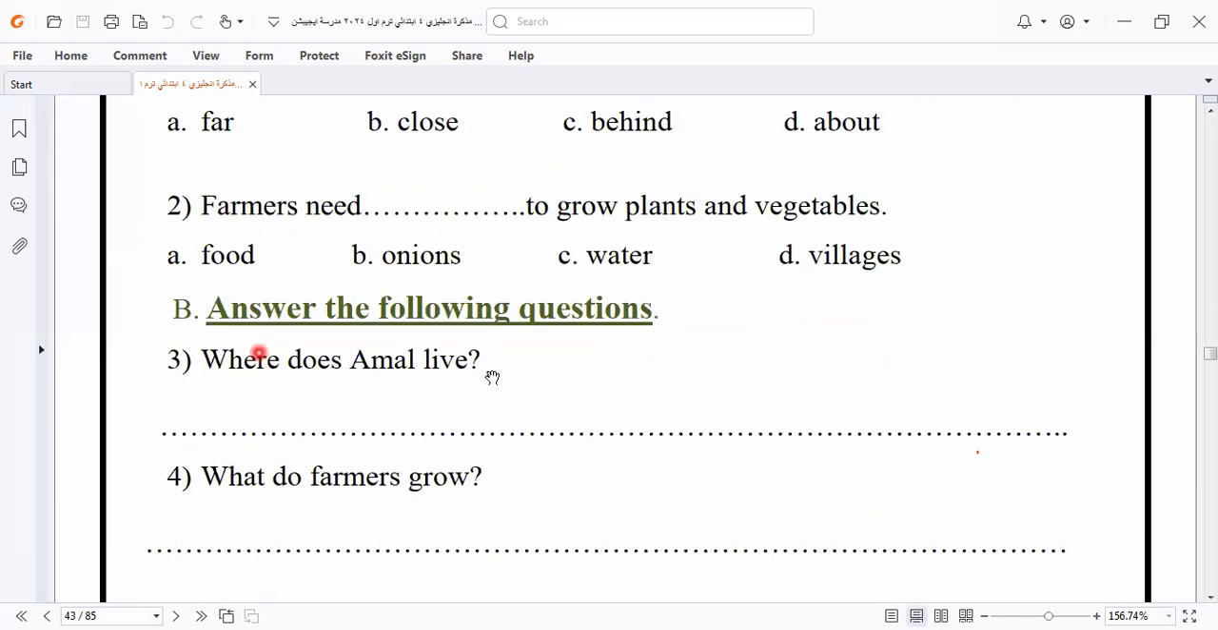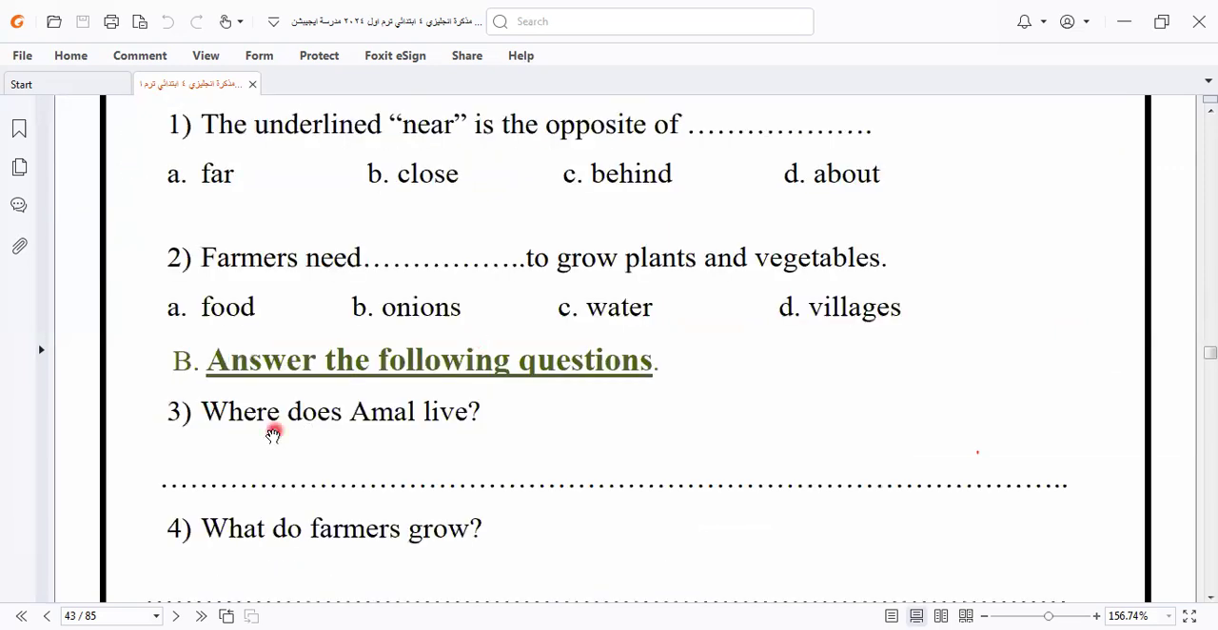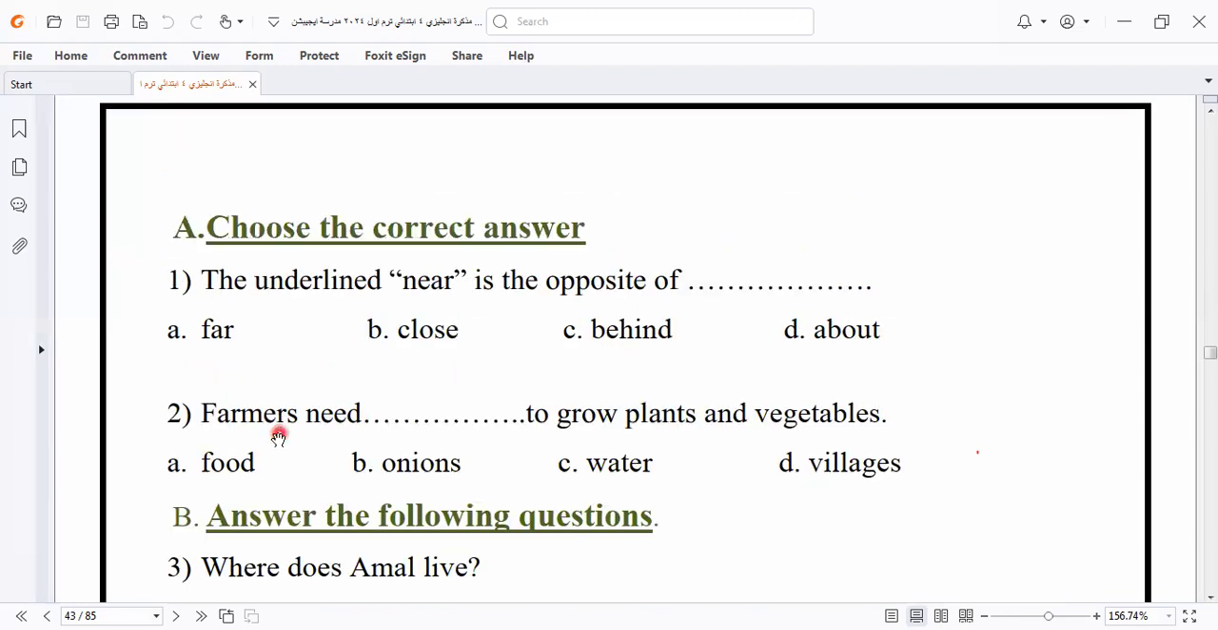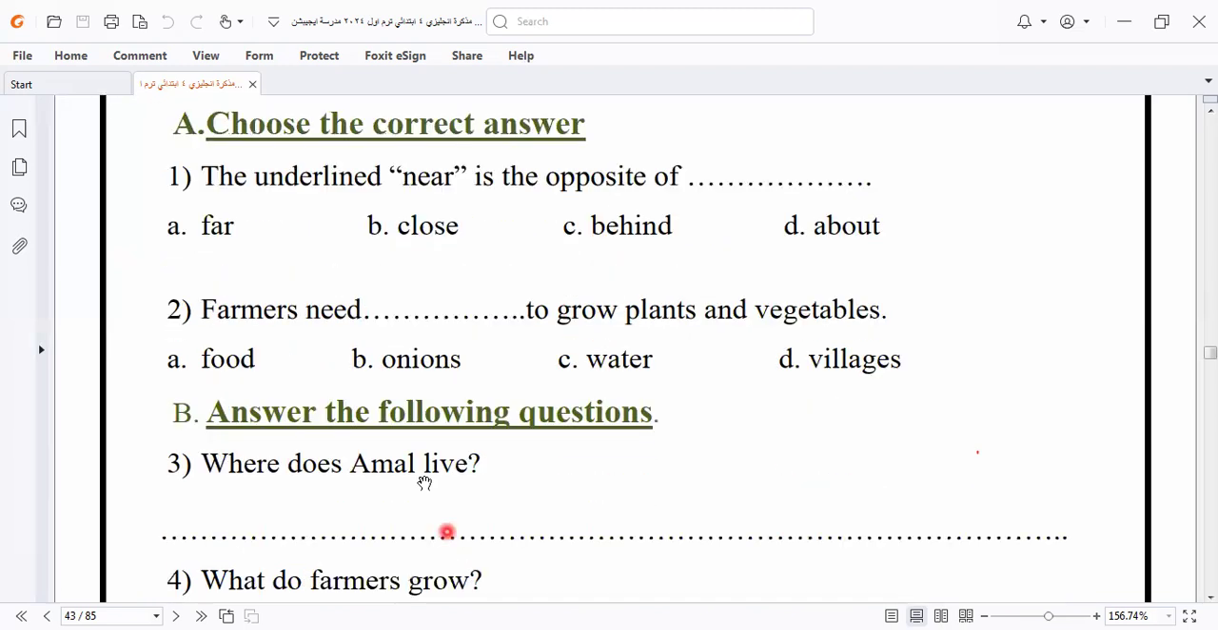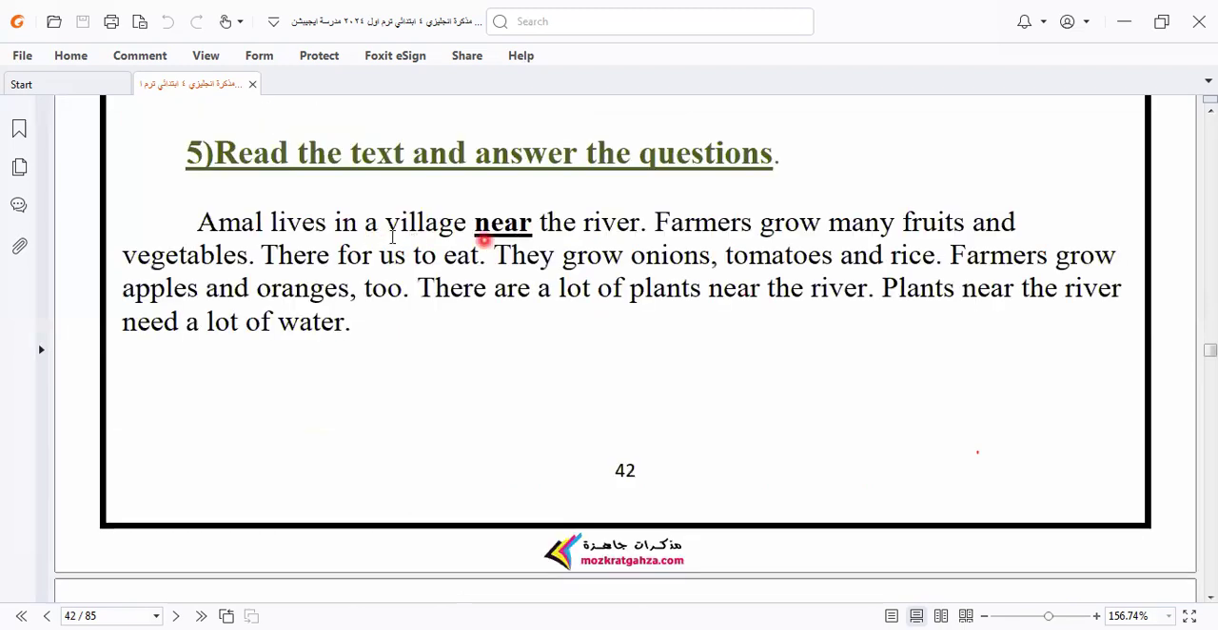Where does Amal live? Amal lives what? Where? As we explained to you the keyword, the question word where asks about what? About the place. So where does Amal live? So here we say Amal lives. Can I put S here? Because we have does. Amal lives what? She lives in a village near the river. So the answer will be this one.